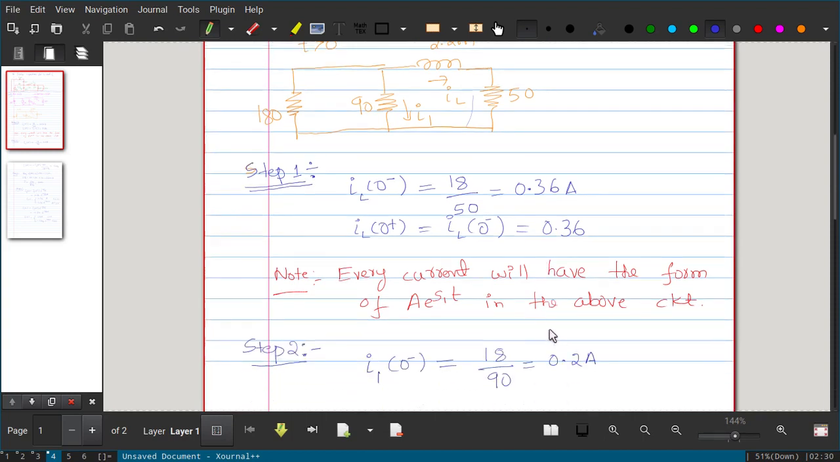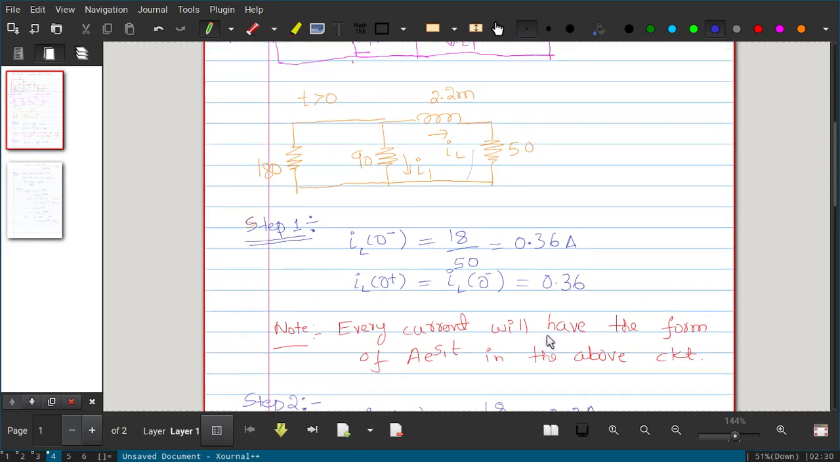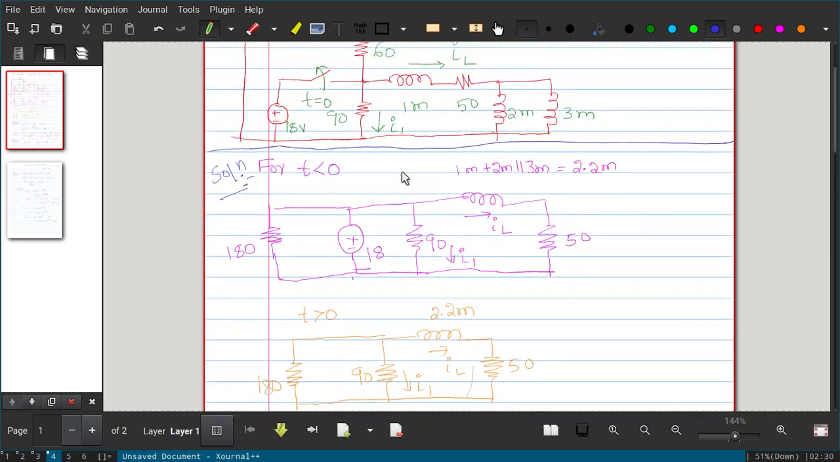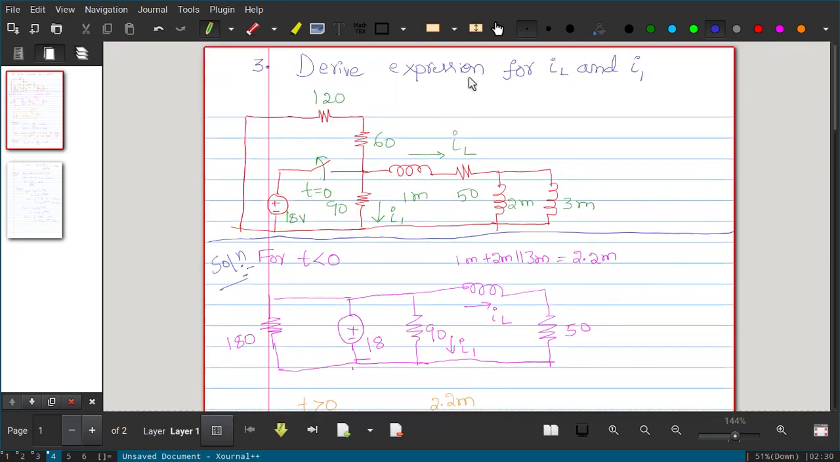And we have to note here, since the IL current will have the form A into e power S1 t, all the currents in the circuit will have the same form. So if you see, the voltage also will have the exponential decay form. So what is the question asked here? You have to find the expression for IL as well as I1. So you have to get an expression for I1 also. Since an inductor is there, IL will have the form A into e power S1 t, but I1 will also have the same form. Okay, but the A will be different.